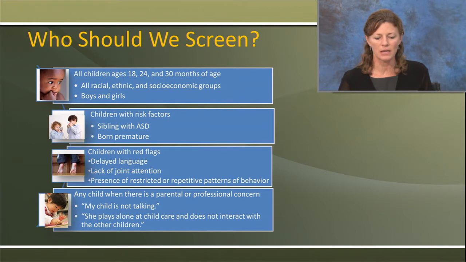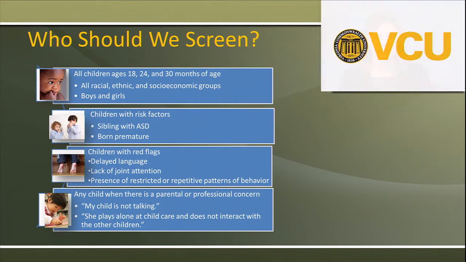And then finally, when there is a parental or professional concern. If you're a pediatrician and you have a parent come to you and the parent says, my child is not talking, or she plays alone at childcare and doesn't interact with the other children, those are parental concerns that you'll want to be aware of and take very seriously and consider doing a screening at that point.